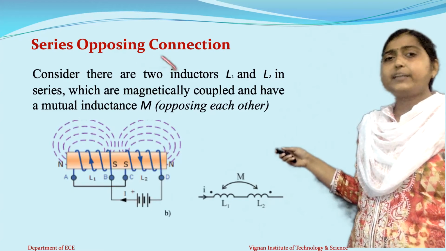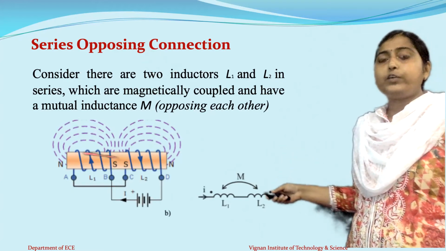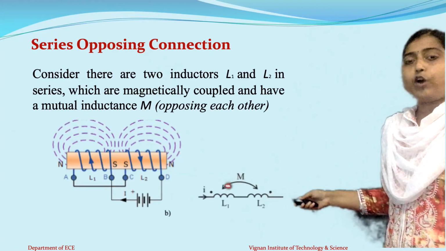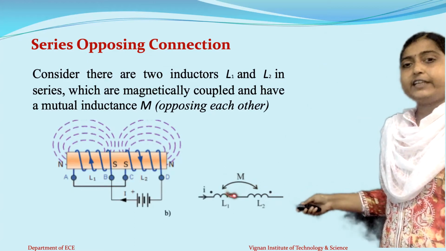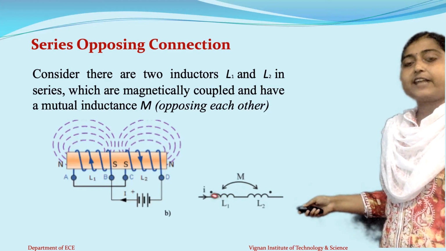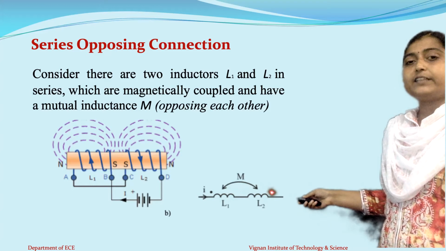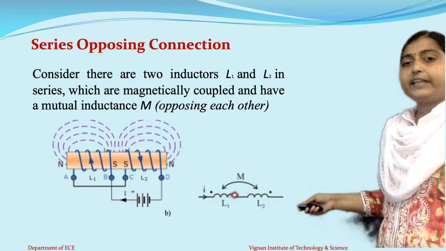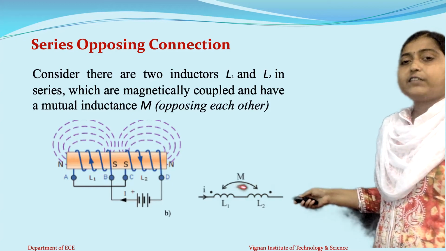Now, in series opposing combination, what do we do? Same setup: we are considering two inductors L1 and L2, but if you see here, the dots are placed in a different way. For the first inductor, the dot is placed at the starting end, whereas for the second inductor, the dot is placed at the end. That means for the first coil the current is entering, whereas for the second coil the current is leaving. Now the mutually induced inductance is given by M.